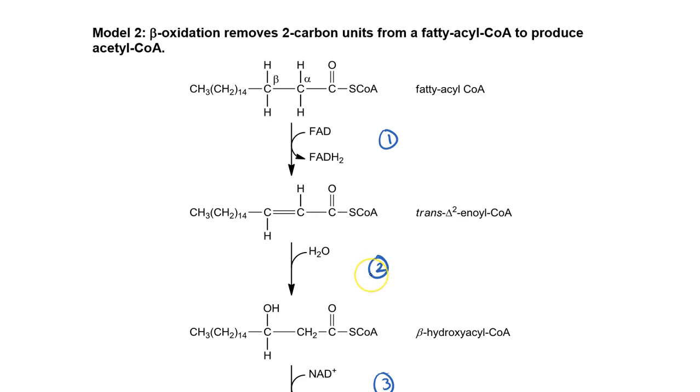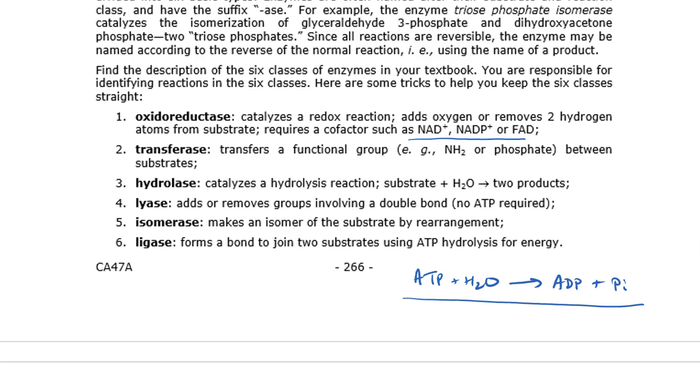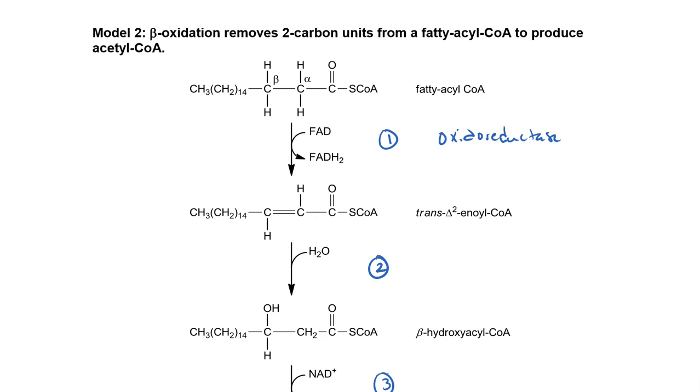What about step 2? What kind of enzyme is in step 2? I will write oxidoreductase here for step 1, and then you can go ahead and write your answer for step 2 right here. Pause and write your answer. If you are stuck, you can look back at activity 47A on the first page, which gives you the definitions and tips for identifying those types of reactions. So 47A is the place to look. All right, pause and write your answer. Pause now.